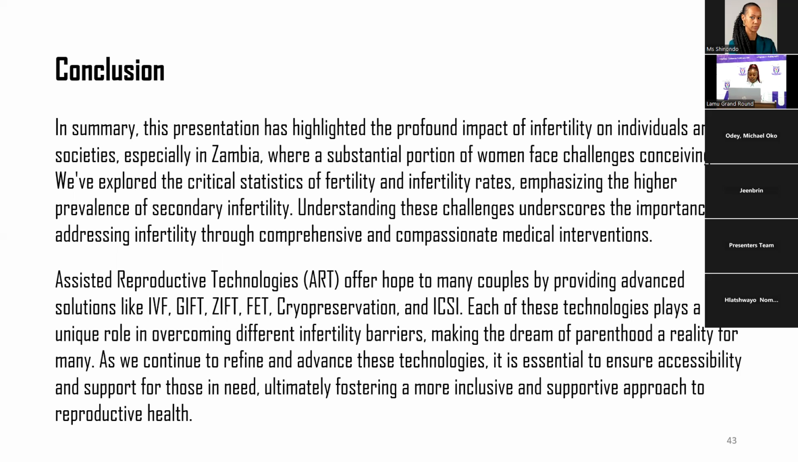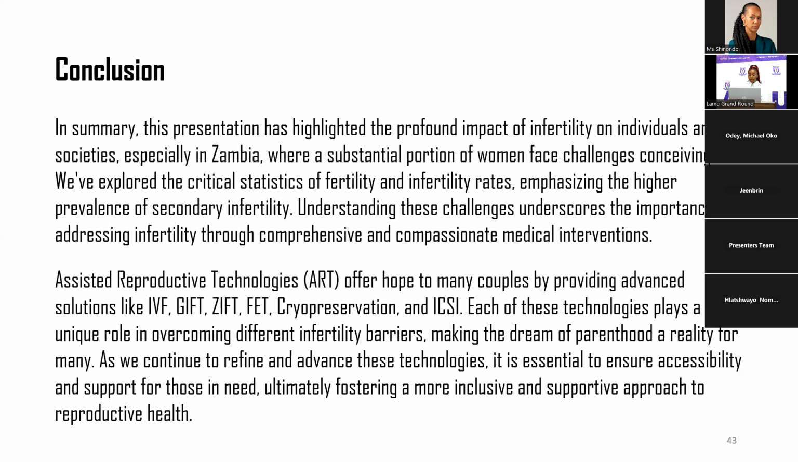Assisted reproductive technologies offer a promising solution to these problems. Techniques such as in vitro fertilization, gamete intrafallopian transfer, zygote intrafallopian transfer, frozen embryo transfer, cryopreservation, and intracytoplasmic sperm injections that my colleagues had discussed in their own. As we have seen, each method plays a unique role in addressing specific reproductive challenges faced by individuals or couples who are wishing to conceive. Hence, the possibility for conception and parenthood is now possible.